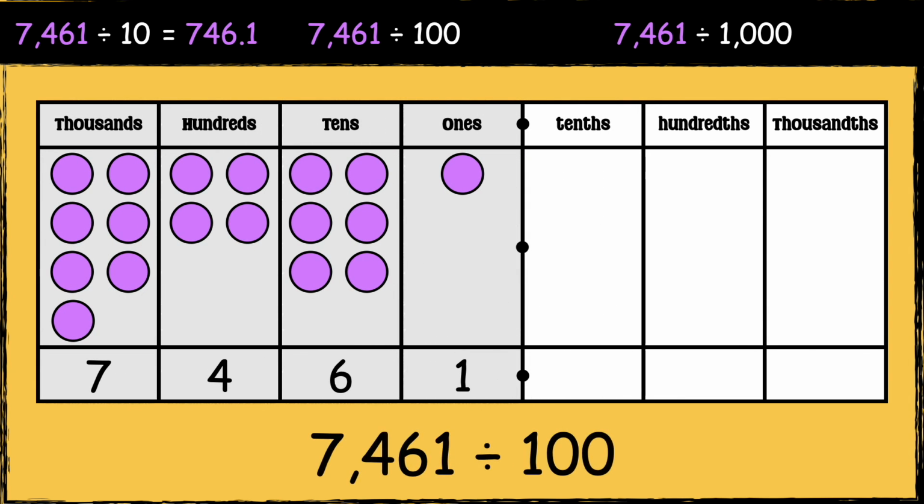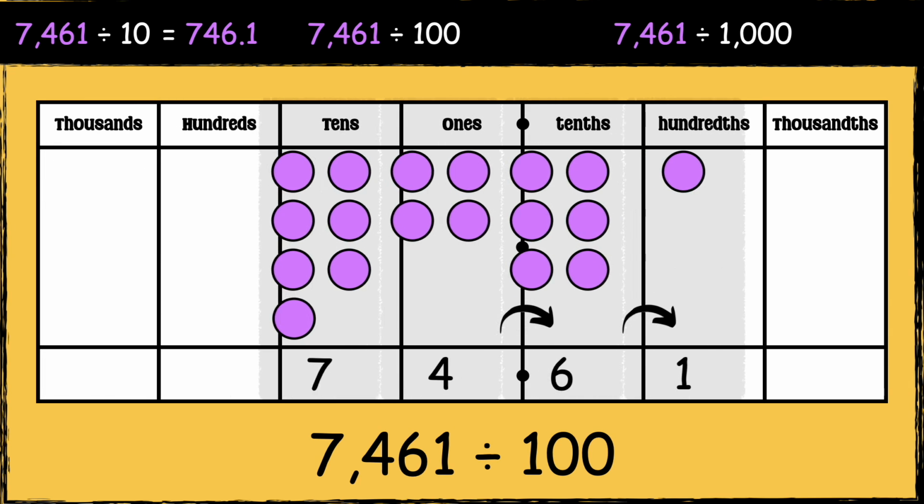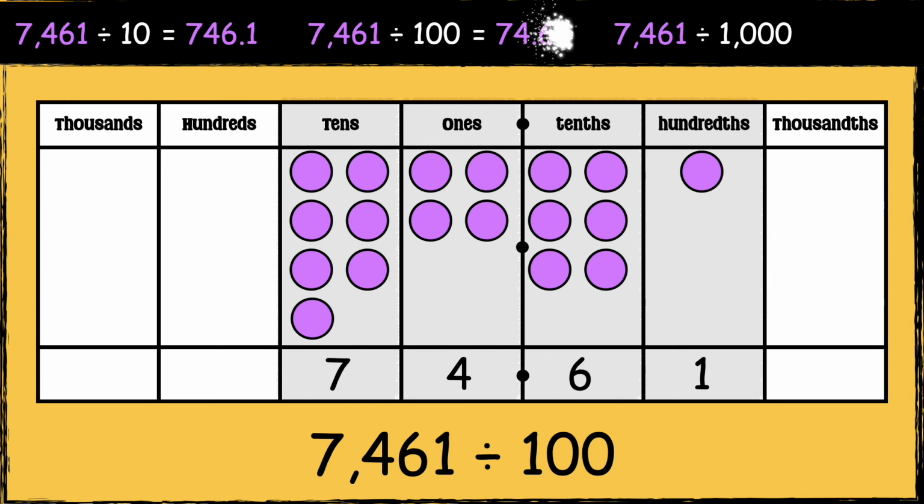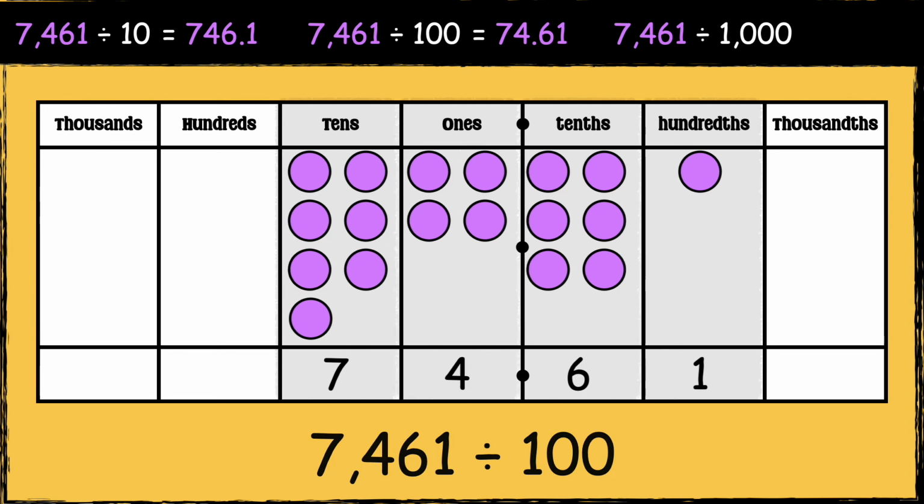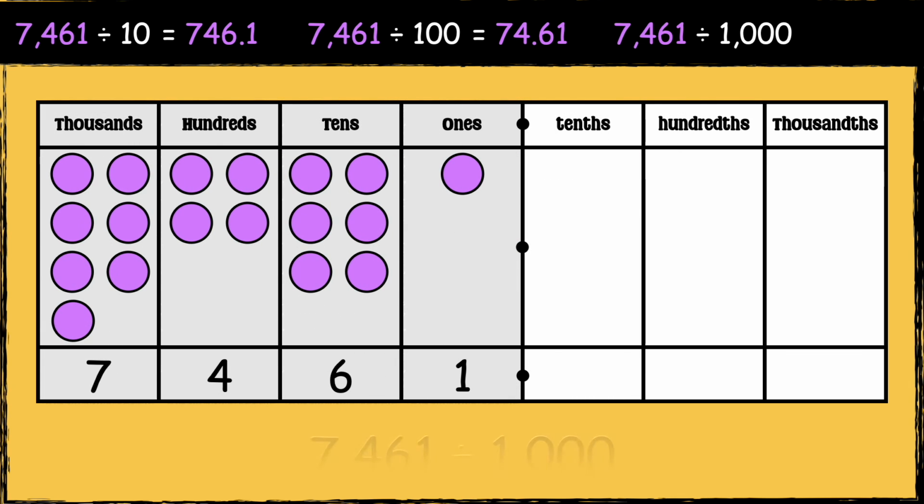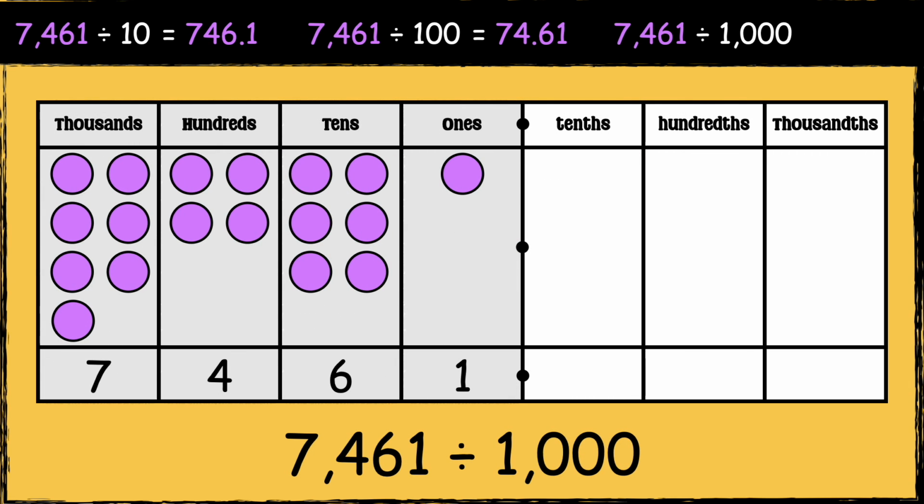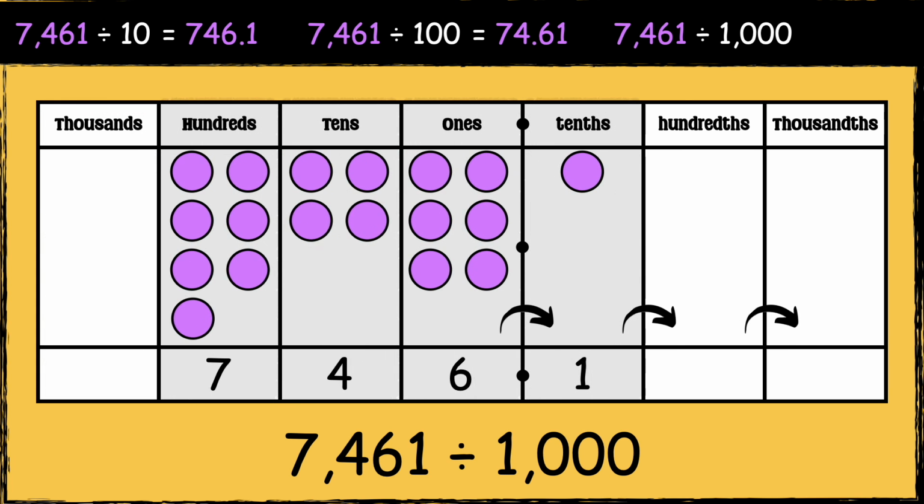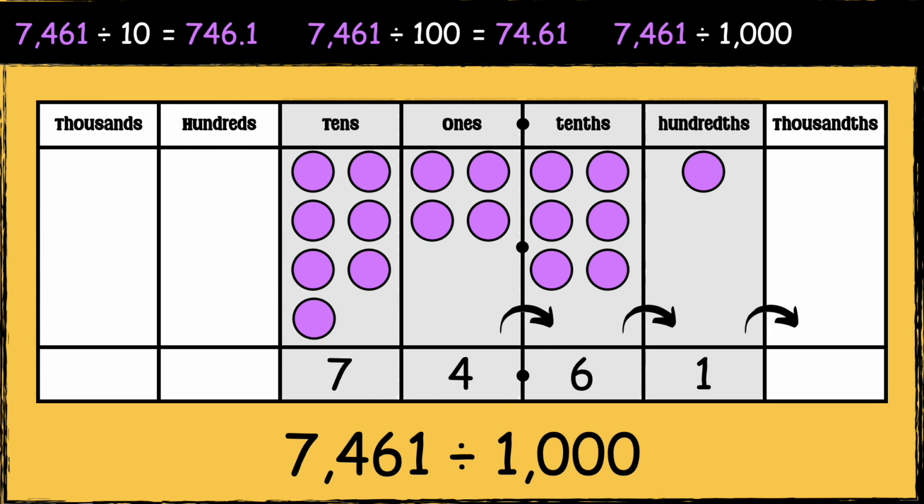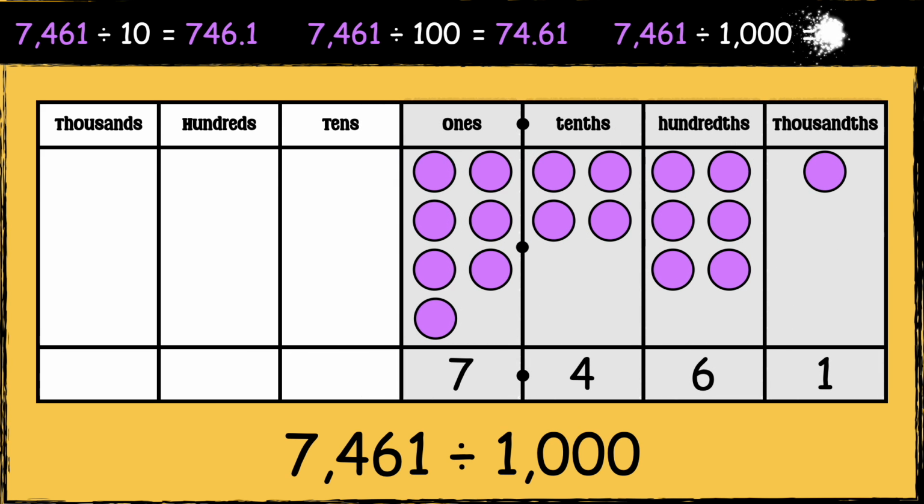Now let's divide it by 100. When we divide numbers by 100, we move the digits two places to the right. So it becomes 74.61. Now let's divide it by 1,000. When we divide numbers by 1,000, we move the digits three places to the right. So it becomes 7.461.